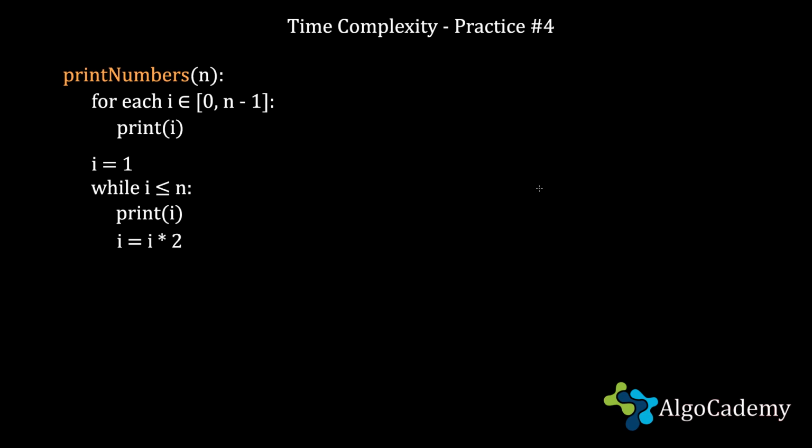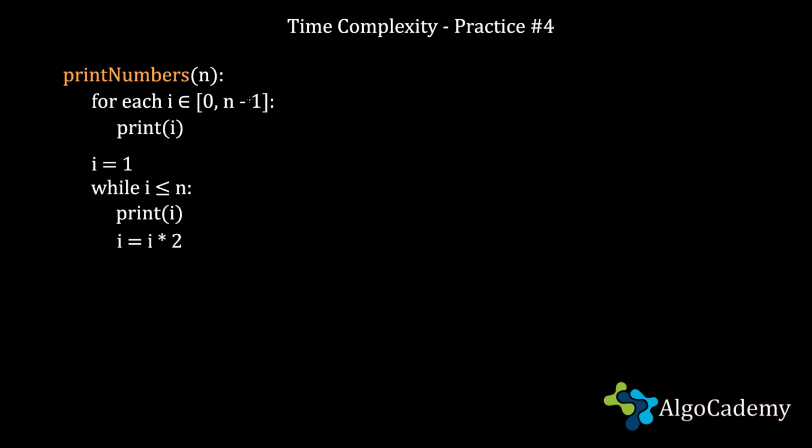Alright, hello everyone and welcome to a new practice session for the time complexity chapter. As you can see here, we have again a function, print numbers, which has an argument n. And again, as the name suggests, it prints some numbers. So let's see how it does this.